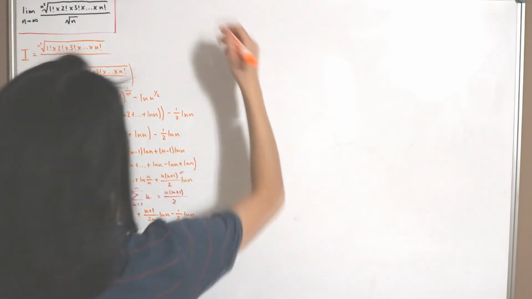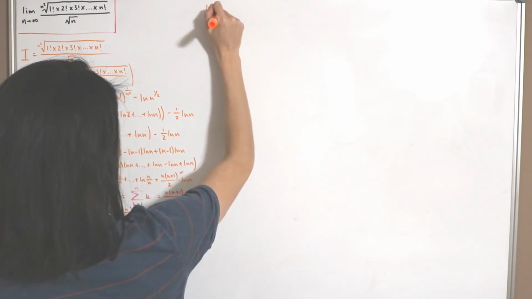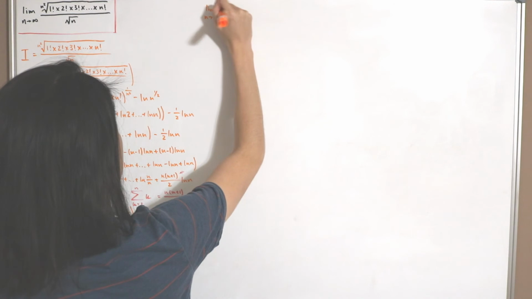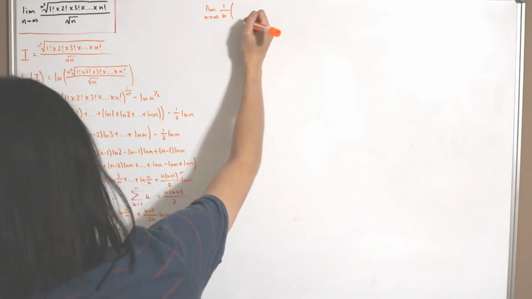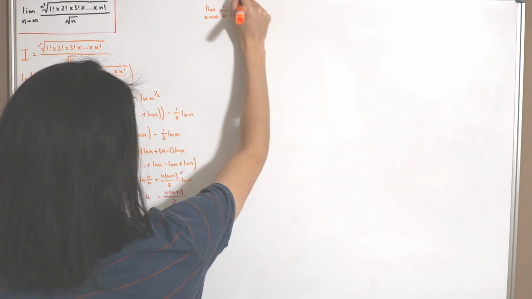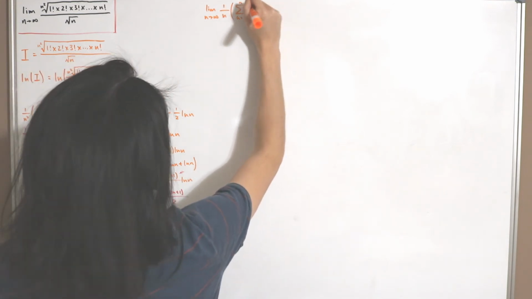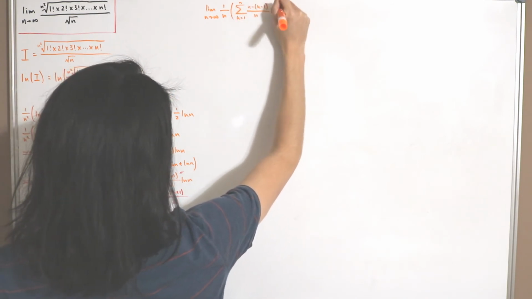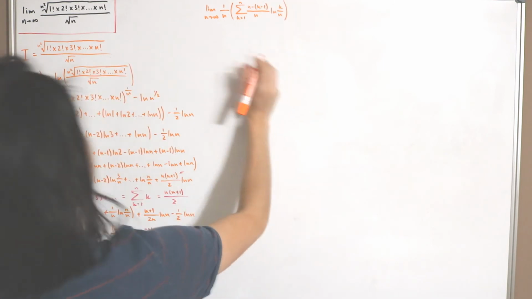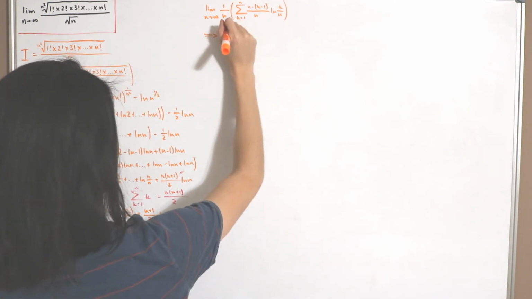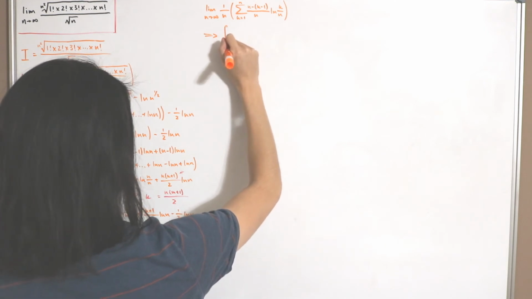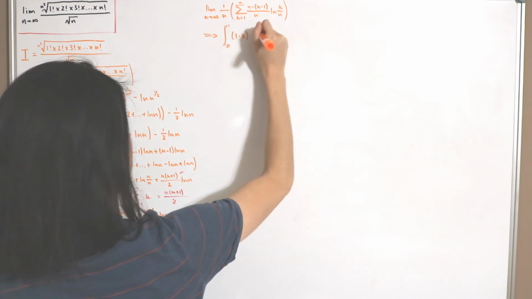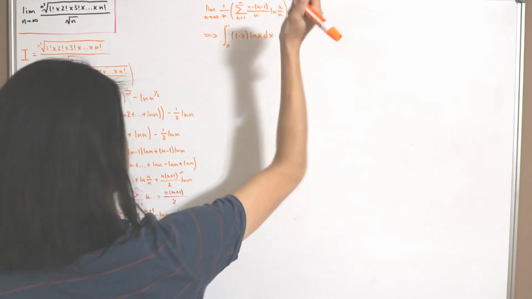So we have the limit as n approaches infinity of 1 over n, times our partial sum, k equals 1 to n, of (n minus k minus 1) divided by n, multiplied by ln of k divided by n. That means this can be rewritten as a Riemann integral. So this is the integral from 0 to 1 of (1 minus x) multiplied by ln of x dx.